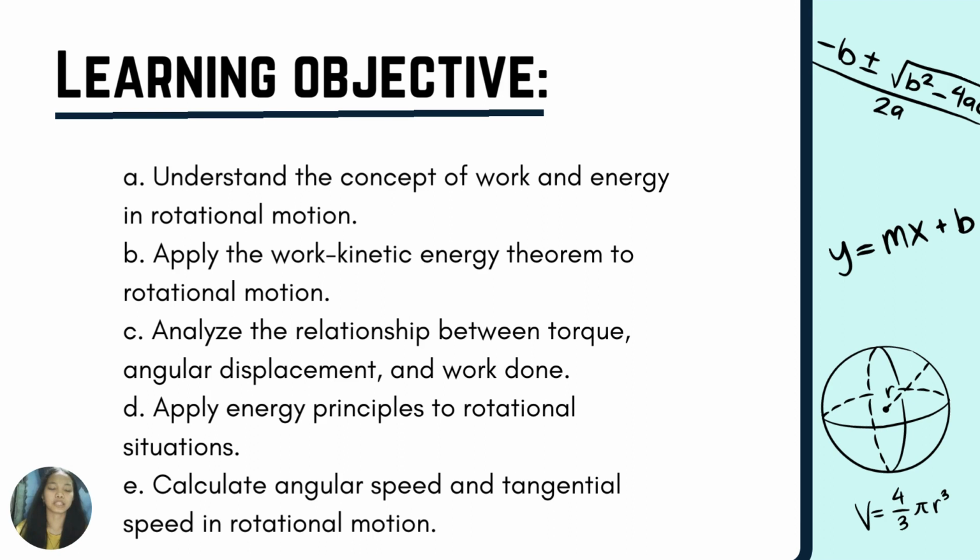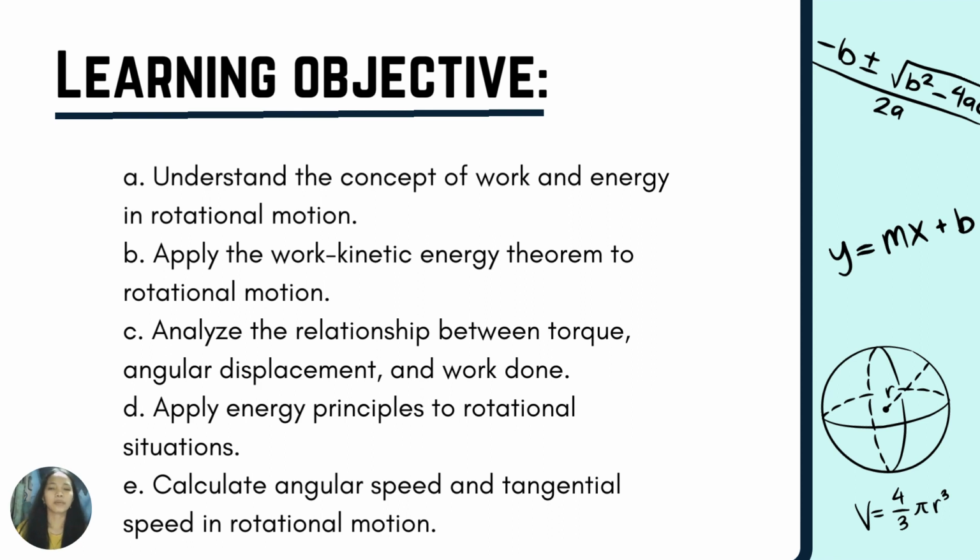My learning objectives are: A. Understand the concept of work and energy in rotational motion. B. Apply the work-kinetic energy theorem to rotational motion. C. Analyze the relationship between torque, angular displacement, and work done. D. Apply energy principles to rotational situations. And E. Calculate angular speed and tangential speed in rotational motion.